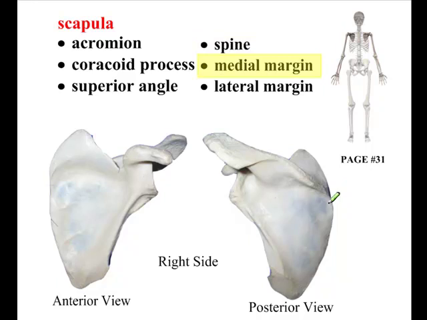And the last two things we're going to look at are the medial margin and the lateral margin. And this being a right side view, if we look at the medial margin, we are looking at the inside part of the scapula. This being where the arm attaches, this would be the medial margin, and this is the medial margin on the anterior view. And the opposite of that would be the lateral margin, and that would be this guy here and this guy here, and these are the outside edges of the scapula.